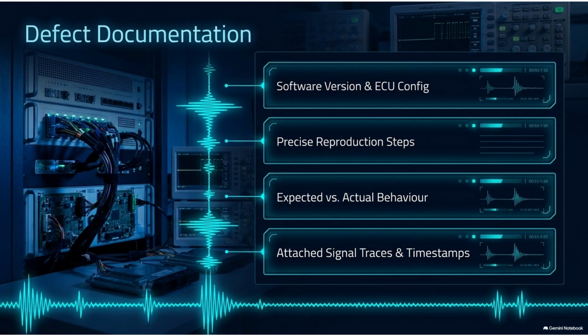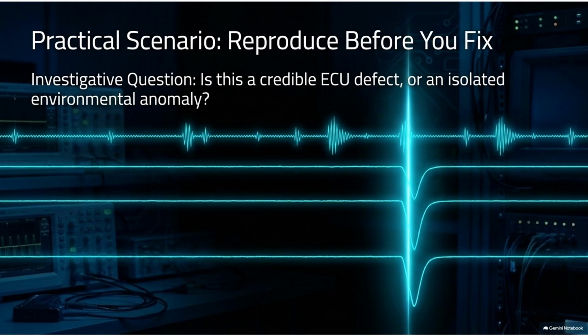Defect documentation. Once we prove a real software bug exists, we must write a clear defect report. Here is where our main job starts. A professional report includes software version, ECU configuration, and precise reproduction steps, how you did the test, what the expectation is, what the actual behavior is, and attached signal traces with their timestamps. Everything is in one place. This helps the developer understand and fix the bug quickly without guessing. So there are no assumptions. Everything is there.